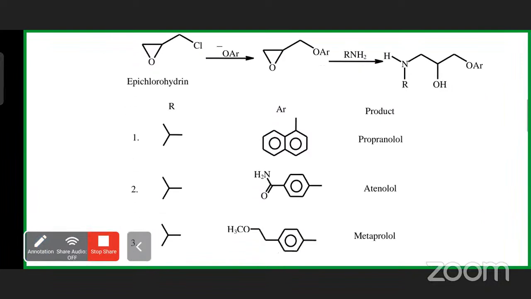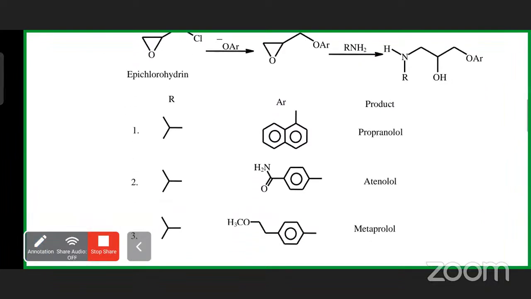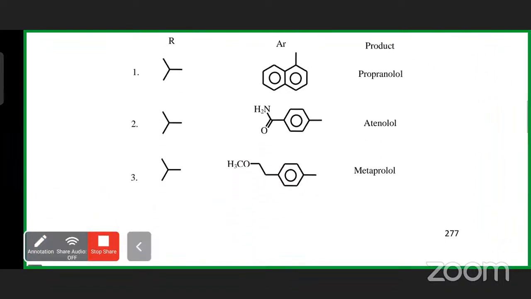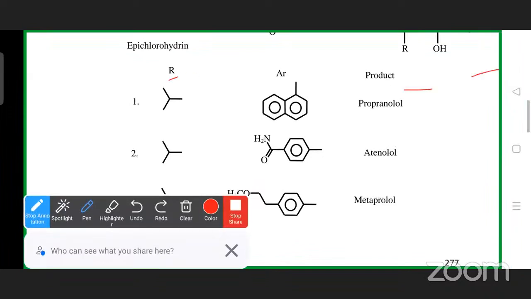And by changing the R group here and the Ar group, we'll get different structures and derivatives. If R is an isopropyl group and the aromatic Ar group is naphthalene, then it is propranolol. And R is an isopropyl group, and what is the Ar group? Yeah, a benzamide group here, then it is atenolol.